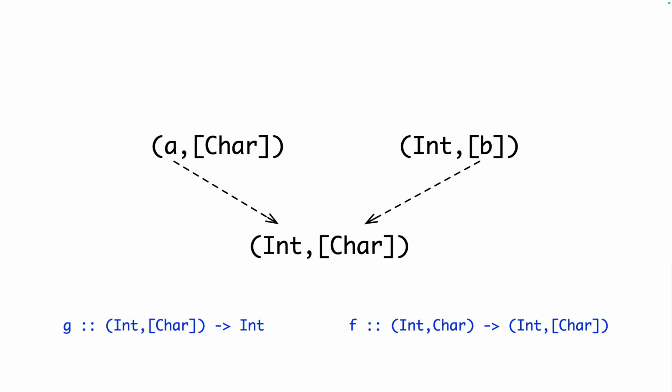We have to unify the output type of f, which is a paired with list of char, and the input type of g, which is int paired with the list of b. And we can unify by taking a to int and b to char, and so we get these particular types for g and f. F taking an int and a char to int paired with a list of char, and g taking an int and a list of char to an int. And we can see that now the overall type of h is from int and char to int.